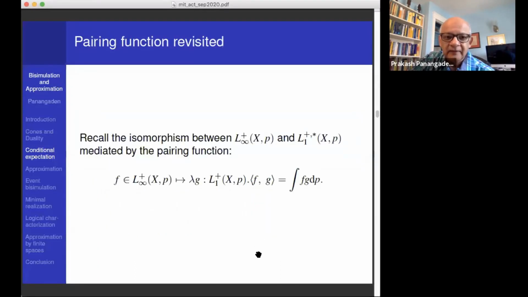Okay, good. Let me remind you of the pairing function which mediates that duality. Basically, the isomorphism between L infinity plus and L1 plus star is mediated precisely by the pairing function. So you take f, an L infinity plus function, and it defines a linear map on L1 plus by saying: give me a g, and I will spit out this integral.